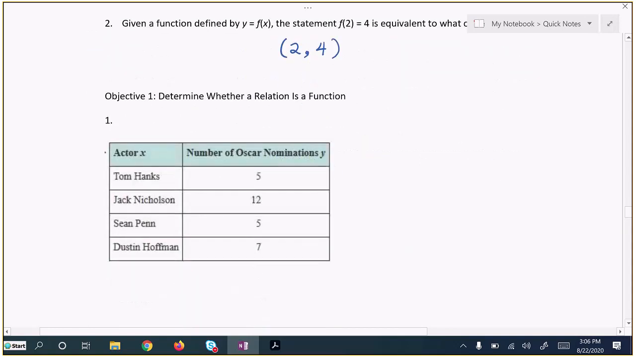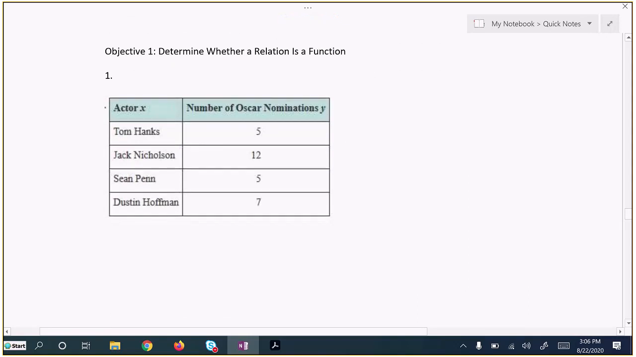All right. So we want to check that we know how to determine whether a relation is a function. And in this example, we're given a table. So let's write down the relation in terms of its ordered pairs. I'm going to start a set, and my first X value is Tom Hanks, and he corresponds to the Y value 5. 5 Oscar nominations for Tom Hanks.